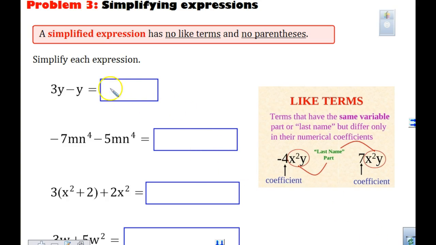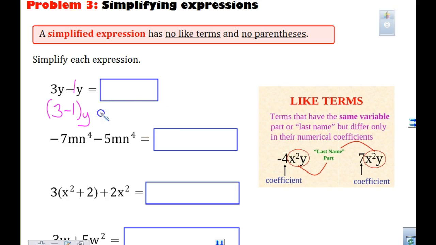All right. So the simplified expression. Simplified expression means kind of like in our last unit when we did exponents, you couldn't have negatives. This means no like terms, no parentheses. Okay? Like terms that have the same variable are part of this. It's kind of like your same last name, but differ only in their numerical coefficients. So what we are going to do is I want you to write it like this. We're going to take 3, and this would be minus what number in front of y? 1. So 3 minus 1, and then put a y behind that.